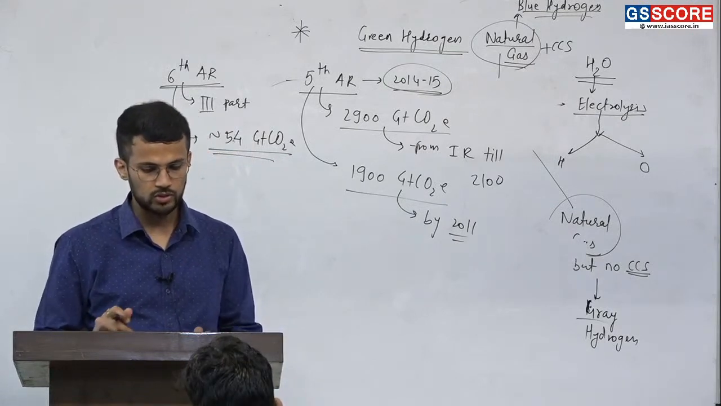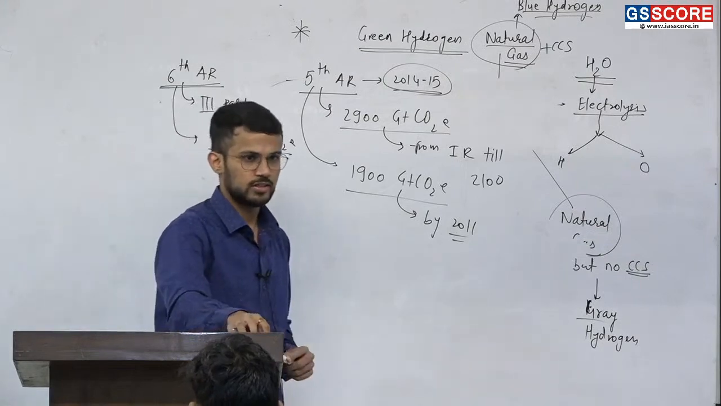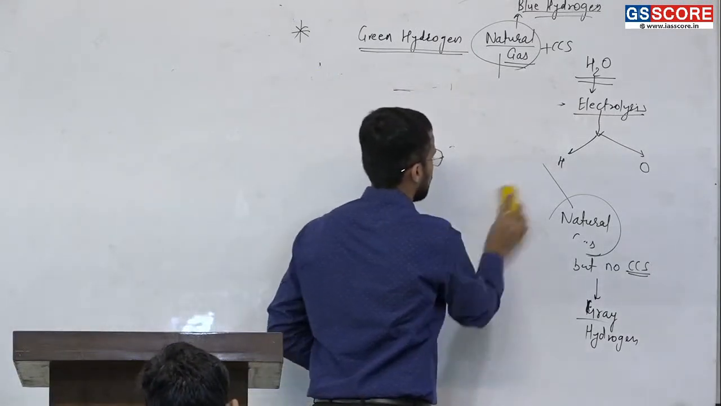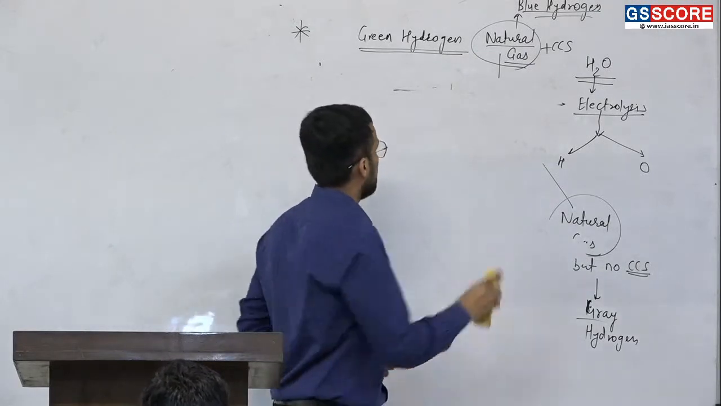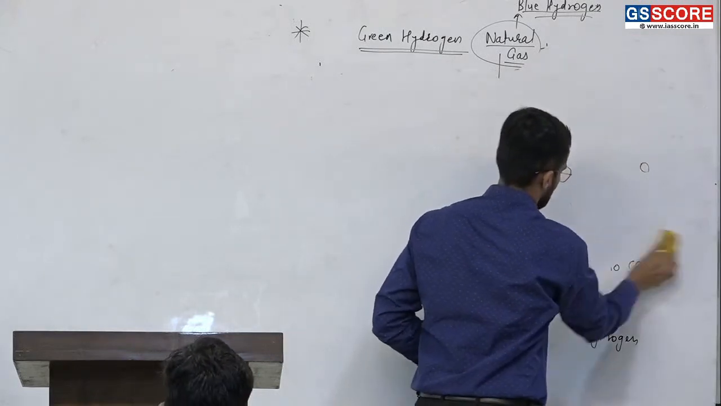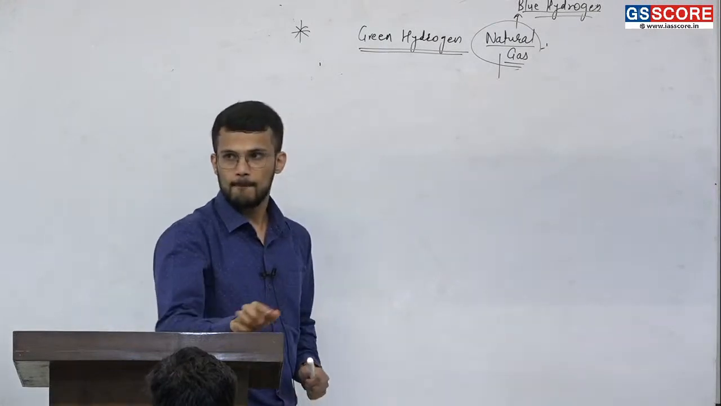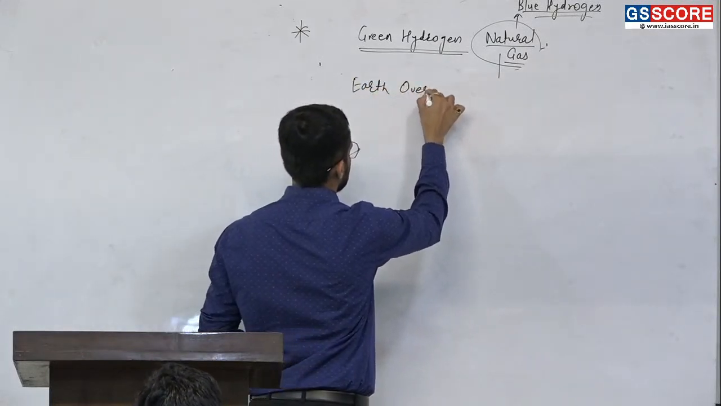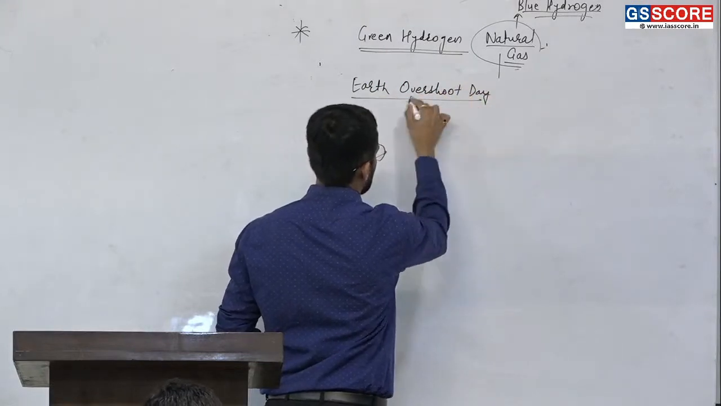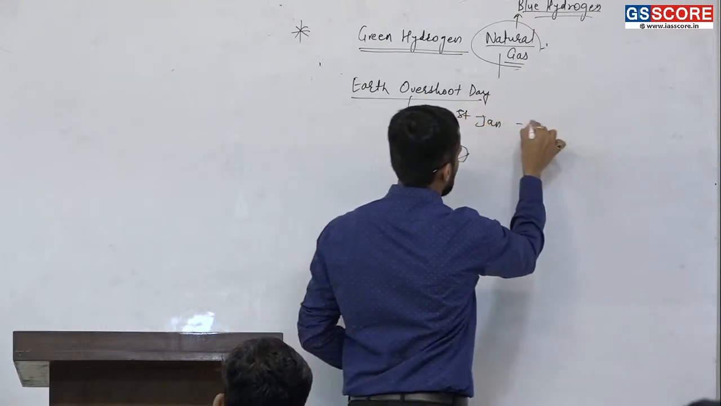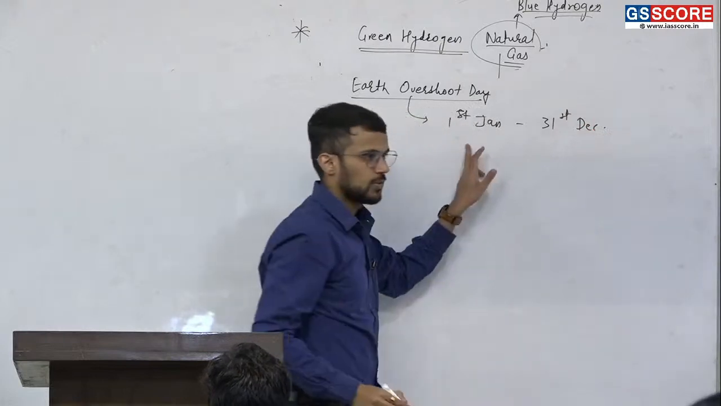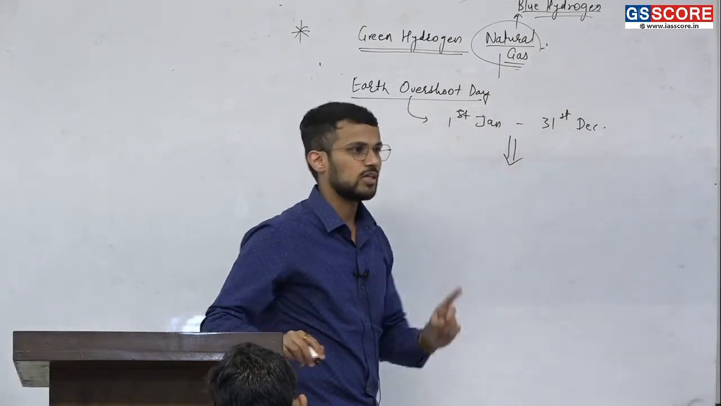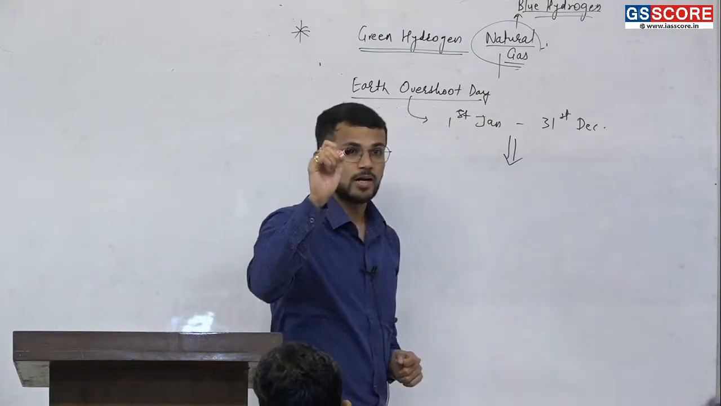Third one, World Overshoot Day. It should be Earth Overshoot Day, and we have already discussed it. What is Earth Overshoot Day? This is a concept given since 2006, right? See, from 1st January to 31st of December, there will be certain resources that Earth will regenerate, and that is what is called the biocapacity of Earth.